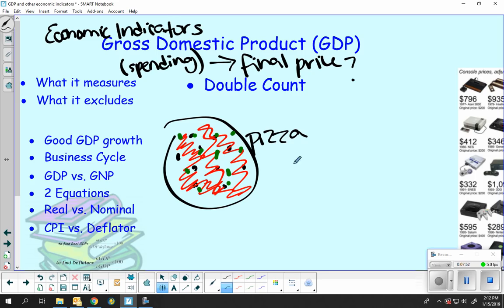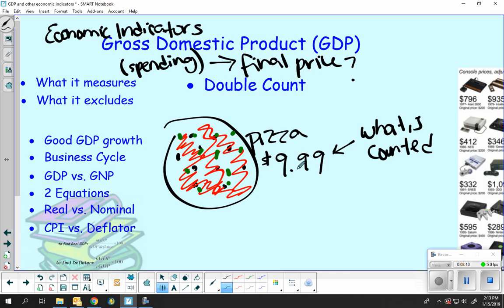What's the cost of this pizza? Let's say that it's $9.99. That is the price that you will pay. That is the final price of the pizza. We're not including tax. We're just saying that's the final price of the pizza. That is what is counted towards GDP. They're going to count this $9.99 as they are totaling up GDP.